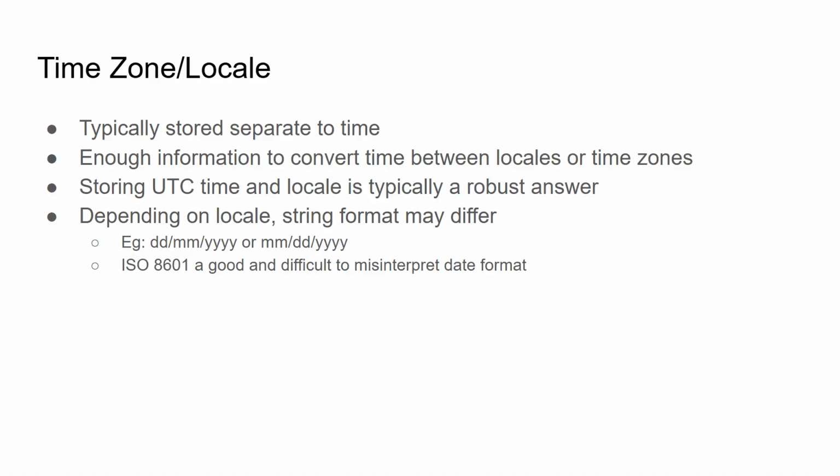A time zone is usually enough to indicate when a particular region's daylight savings will change, and the typical offset for that region, but quite often you'll have to store that information separately from the actual date, partly because there aren't that many time formats that encode this information. But I think that storing UTC time and the locale information is typically a robust answer.